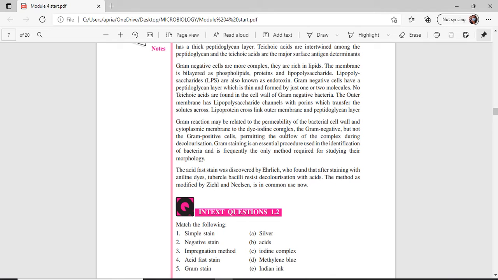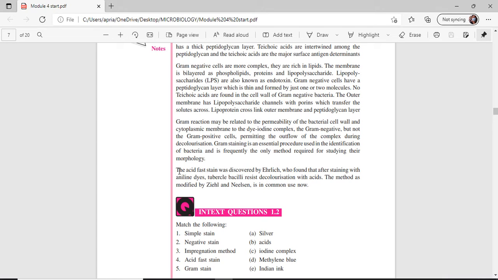Okay, the gram negative but not the gram positive cells. Okay, permitting the overflow of the complex during the decolorization. Your gram staining is an essential procedure used in the identification of bacteria, and it's frequently the only method required for studying their morphology.